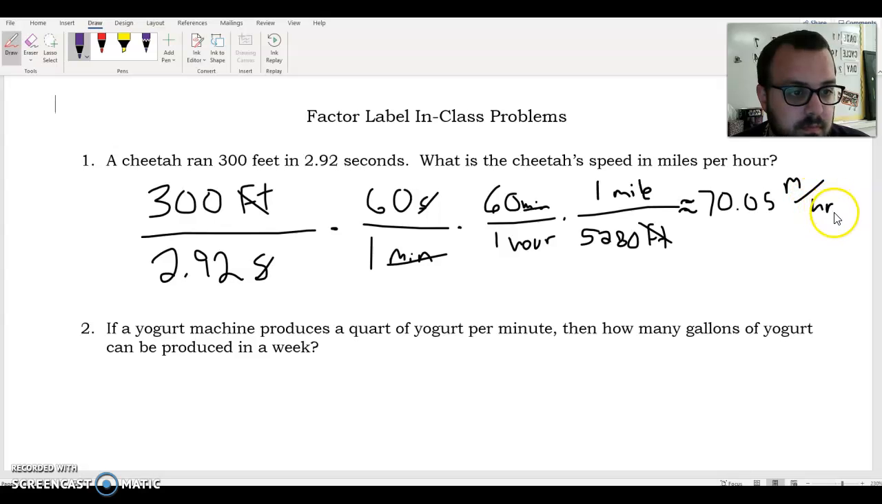Okay, and again, think about it. If you came up to somebody and you said, hey, that cheetah, it runs 70 miles per hour, that means something to them. They know what that means. Oh, yeah, that cheetah's going really fast, okay? 300 feet in 2.92 seconds. Well, yeah, that might be the measurement you get while you're measuring the cheetah, that you can get really easily, but that doesn't mean anything to anybody, okay? So basically, we're setting up all these fractions. We're multiplying across, making sure it cancels, and we want to end up with the unit that we're looking for.